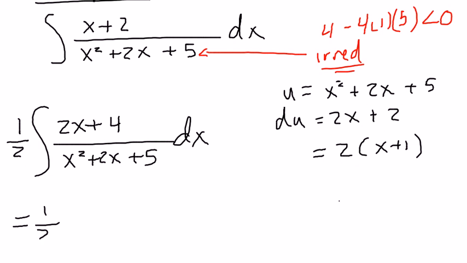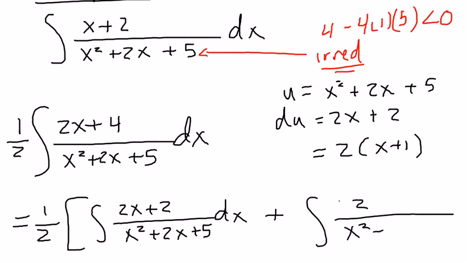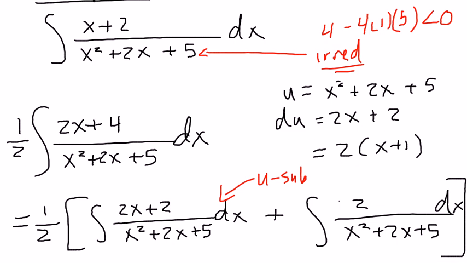This will be equal to 1/2 integral 2x plus 2 divided by x squared plus 2x plus 5 dx plus, and then to make up for the other 2 I just put that 2 there, and I get the integral of 2 over x squared plus 2x plus 5 dx. Okay. Now this one I handle with the u sub I had before. This one I need to complete the square. So let's tackle the first one.